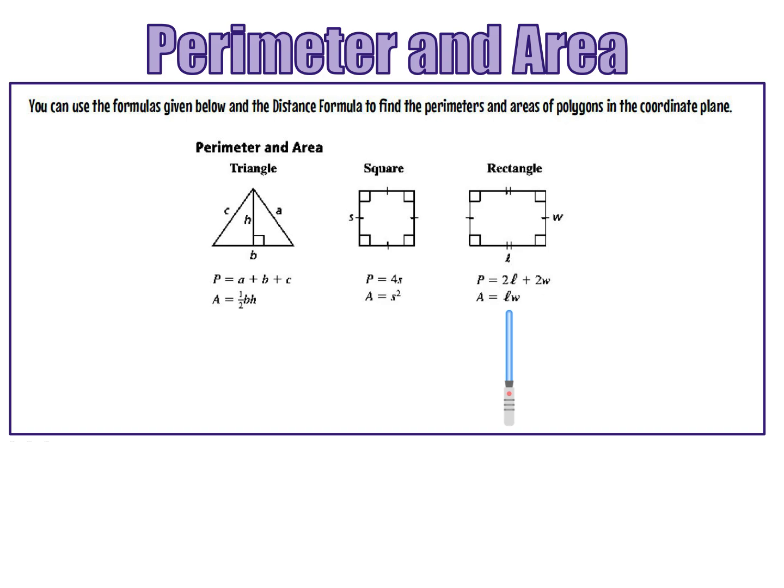The component that's new here is we're going to actually throw these shapes into coordinate planes, and we're going to have to use distance and length to be able to identify the portions or the side lengths that we need to find the perimeter and area. So let's go ahead and look at some examples.